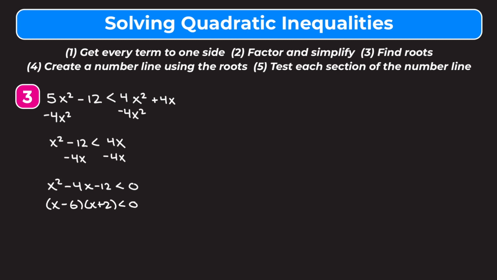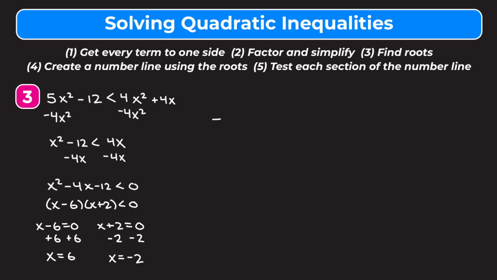And now we're just going to find our roots. So we're going to set each factor equal to 0 and solve. So we have x minus 6 equals 0 and x plus 2 equals 0. For the left equation, we're going to add 6 to both sides, so we get x is equal to 6 as one of our roots. For the right equation, we're going to subtract 2 from both sides, and we get x is equal to negative 2 as our other root.